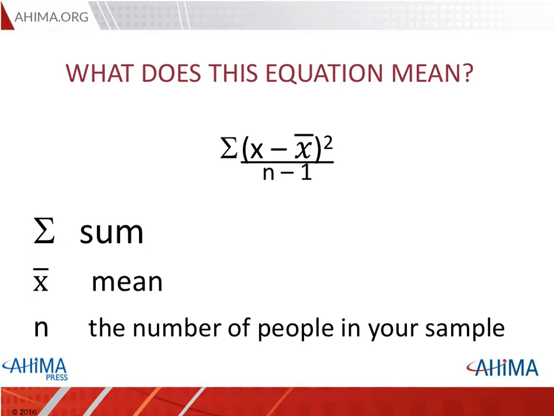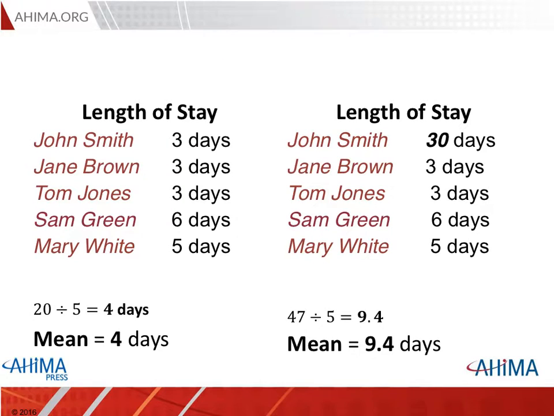Let's take a look at our formula first. Once you know what the symbols mean, you just replace them with your own data. We will calculate the variance of our first set of data.